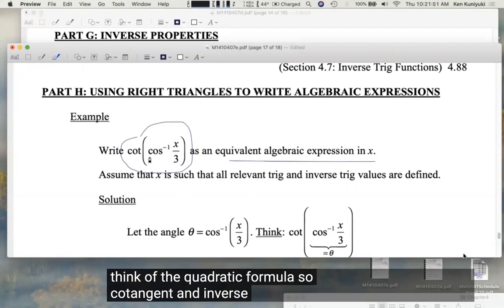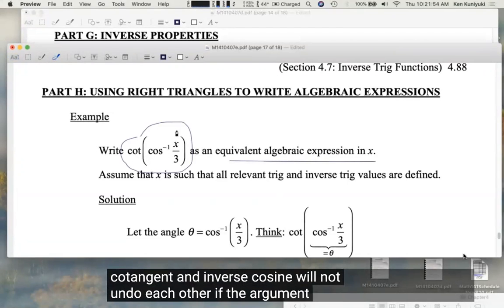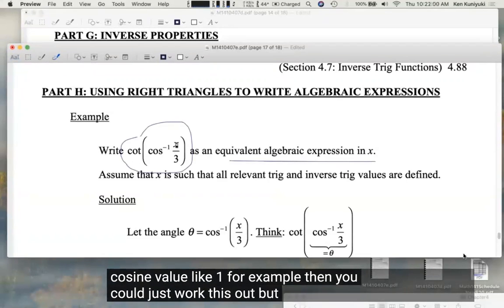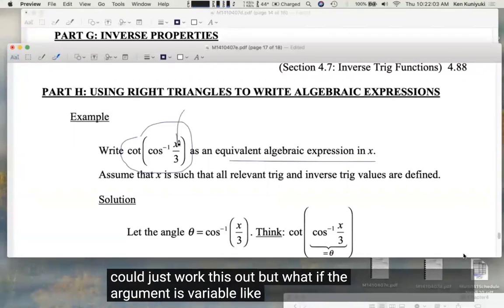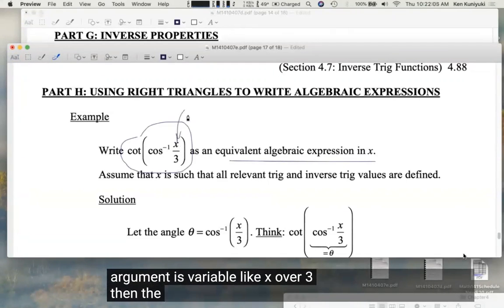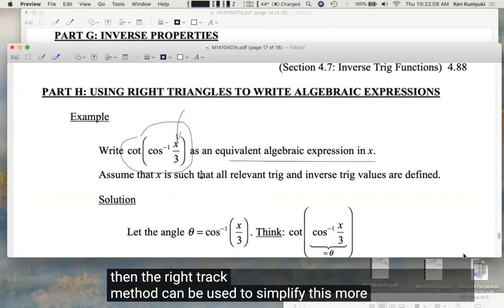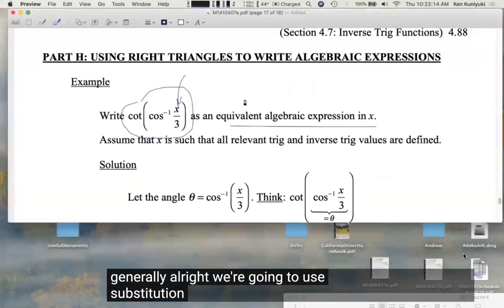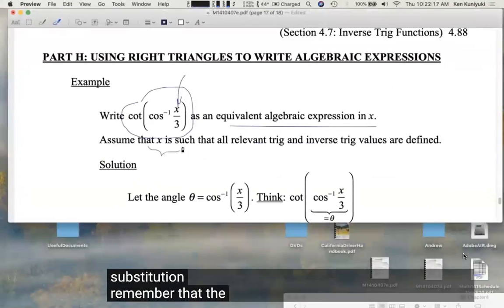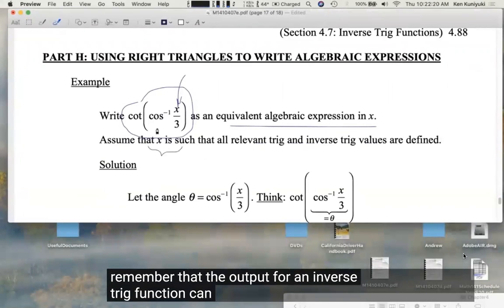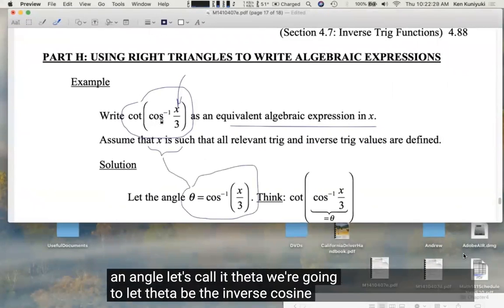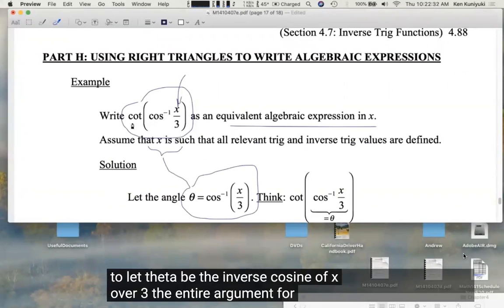So cotangent and inverse cosine will not undo each other. If the argument were a cosine value, like 1, for example, then you could just work this out. But what if the argument is variable, like x over 3? Then the right triangle method can be used to simplify this more generally. All right, we're going to use substitution. Remember that the output for an inverse trig function can often be thought of as an angle. Let's call it theta. We're going to let theta be the inverse cosine of x over 3, the entire argument for cotangent here.